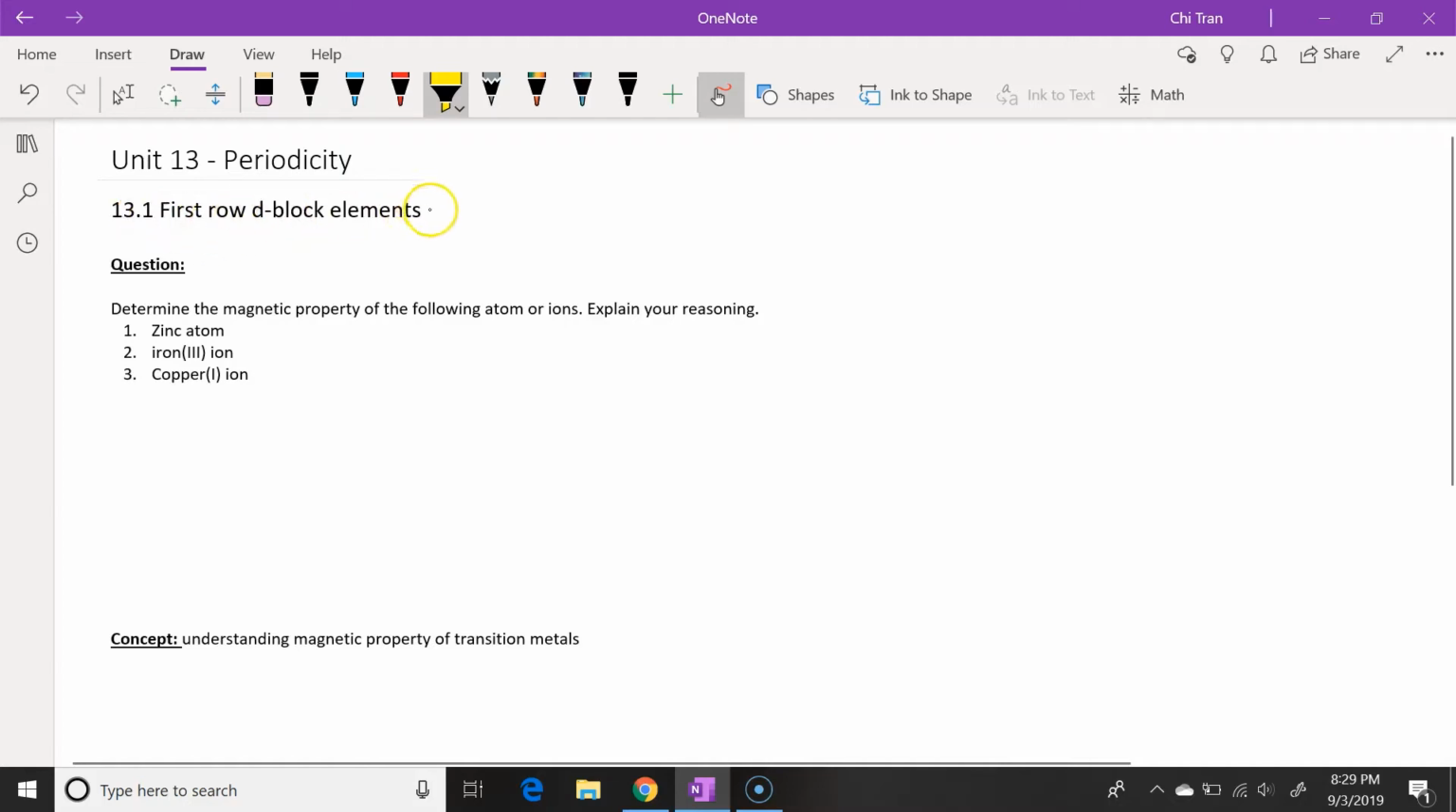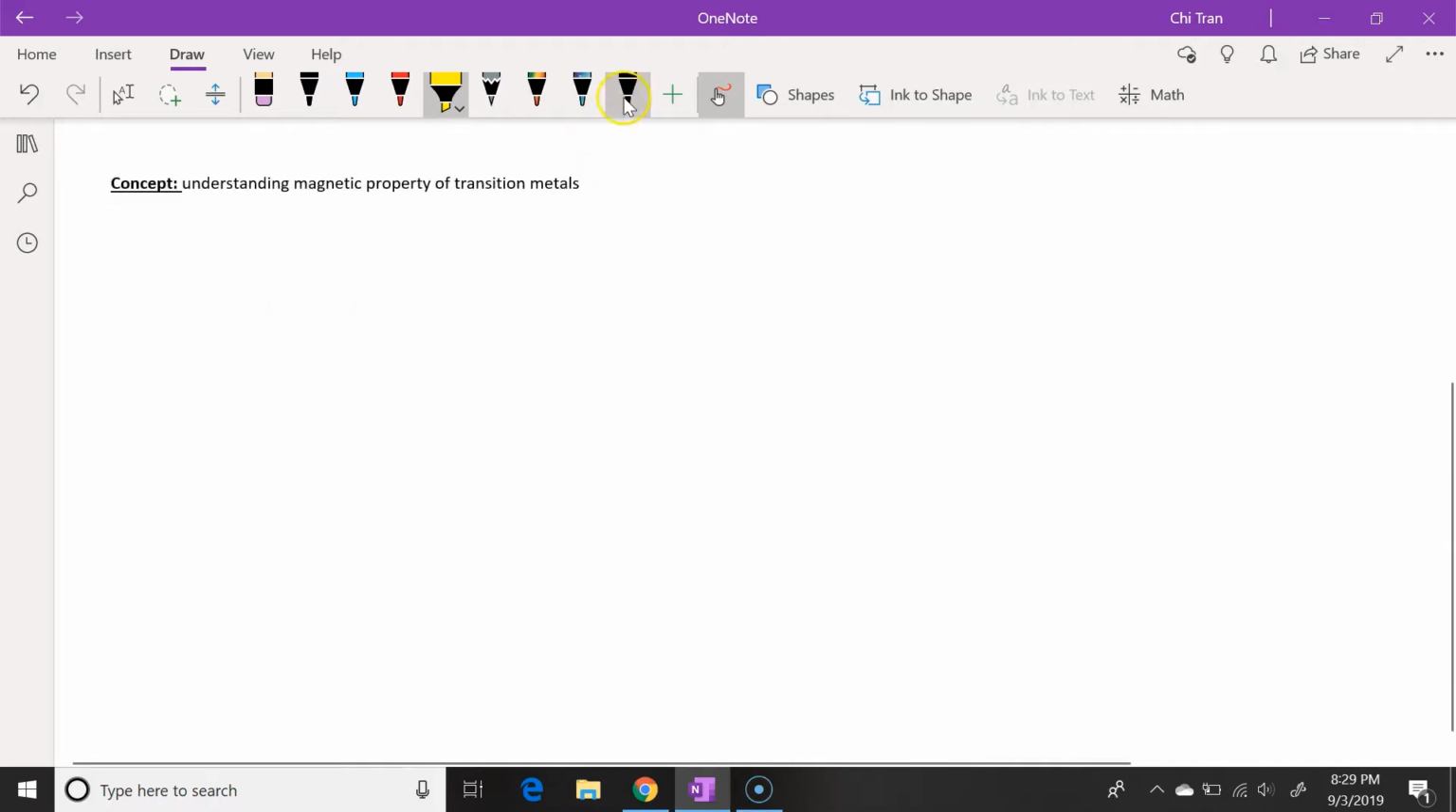Video is about first row d-block elements. The keyword in the question is to determine the magnetic property of these three species, and the concept is understanding magnetic property of transition metals.